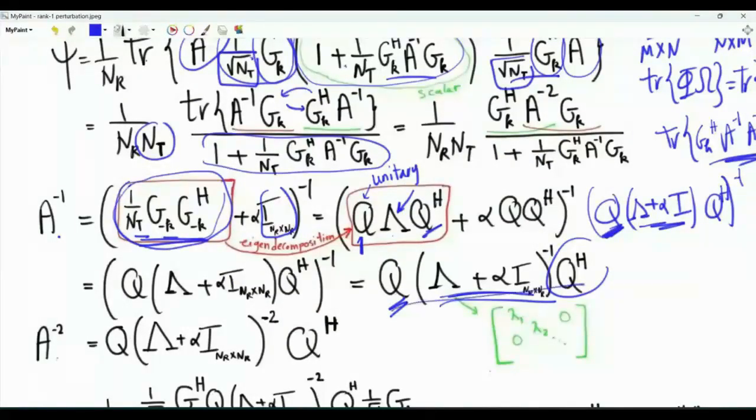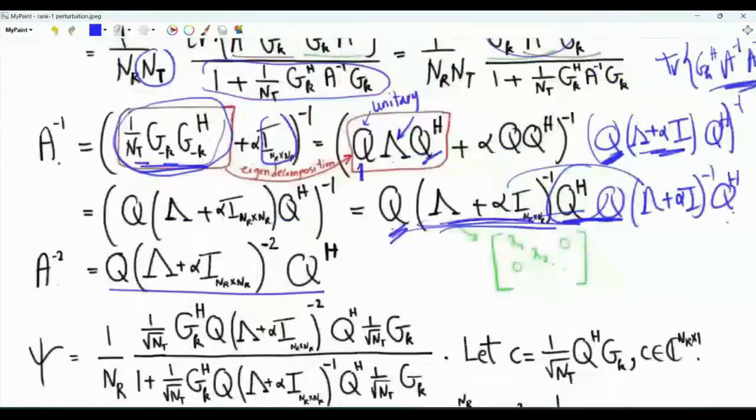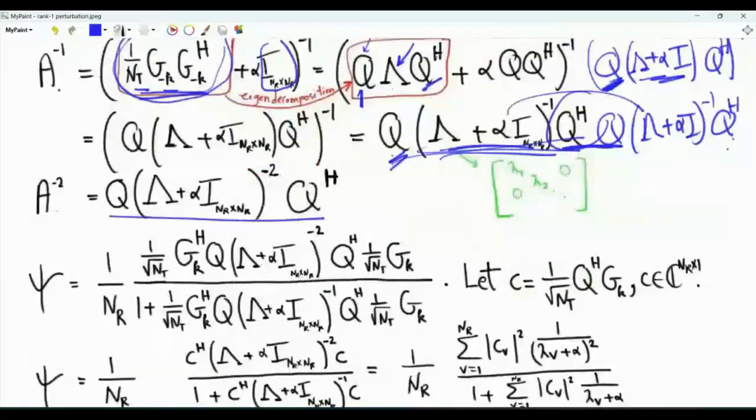What is A to the minus 2? Take this expression here multiplied by itself. Q Hermitian, Q is identity. These two matrices are multiplied together. So we have the inverse of big lambda plus alpha I squared. And then we have Q on the left and Q Hermitian on the right. We can use this for the numerator, and we can use this in the denominator. This is what we have after taking this nt in the denominator and joining it upstairs here with vectors GK Hermitian and GK. Let this vector be C. C is a vector of size nr by 1. This is C Hermitian, this is C Hermitian, and this is C.